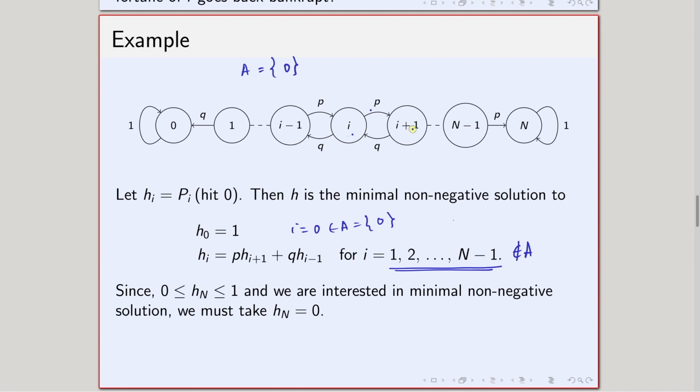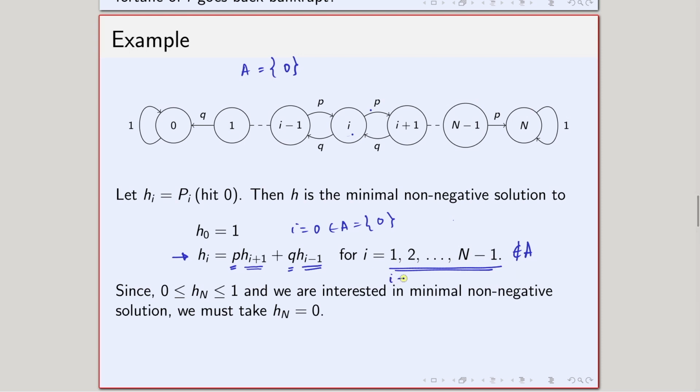From i I can go to i plus 1 with probability p, and once I am in i plus 1, I need to find out the probability of hitting 0 starting from i plus 1, which is h(i+1). Similarly, from i in one step I can go to i minus 1 with probability q, and starting from i minus 1, the probability of hitting 0 is h(i-1). So we have written the set of linear equations for i equals 1 to n minus 1.